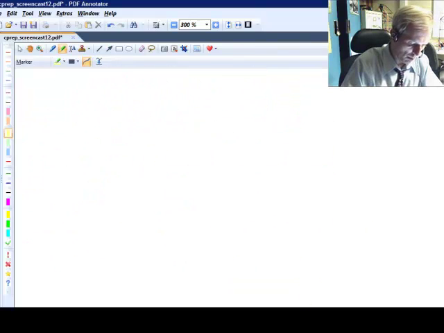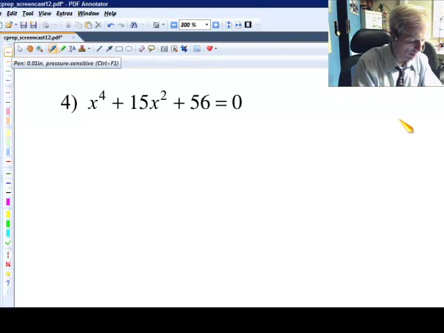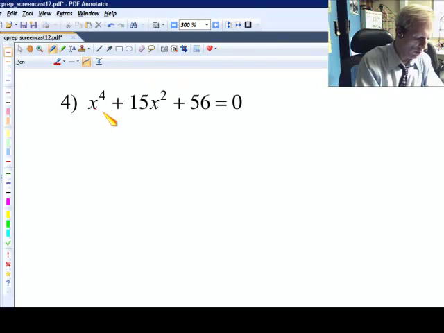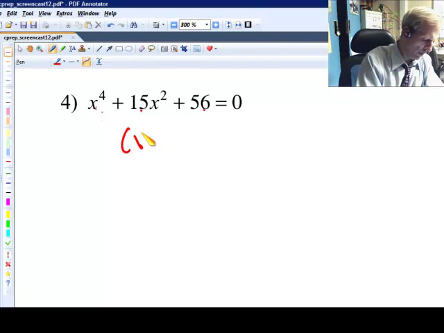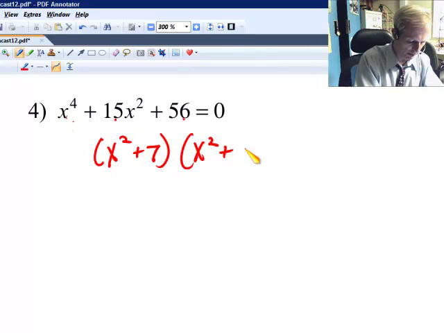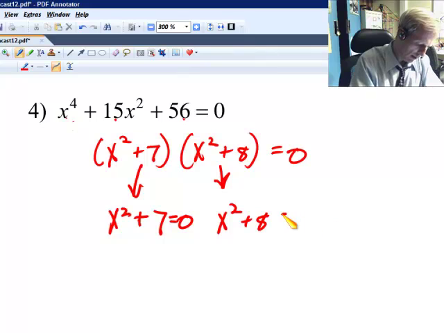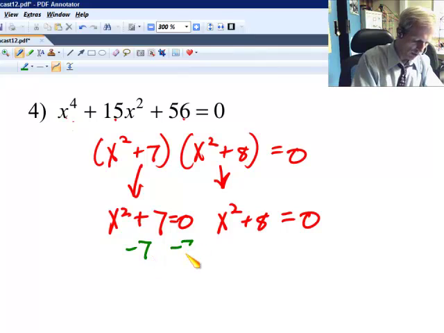Alright, and the last problem for tonight is one that is going to involve quadratic form factoring. So here I need 2 numbers that are going to multiply to be 15 and add up to 56. Well, that would be x squared plus 7 and x squared plus 8. Then I set each of those factors equal to 0. And that gives me that and that. And I solve the little equations that I get.